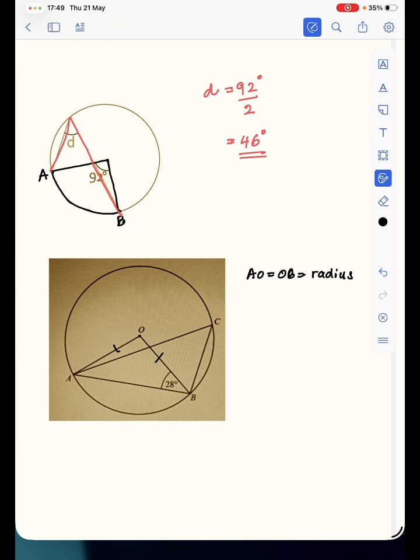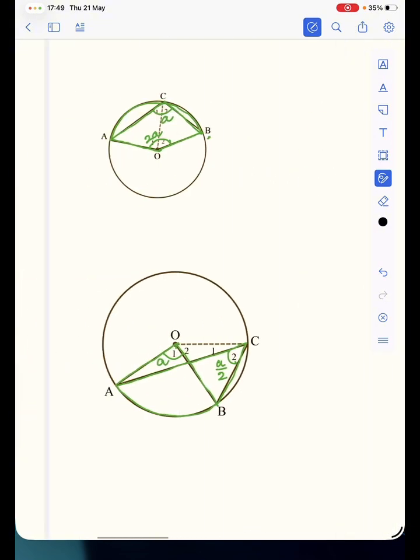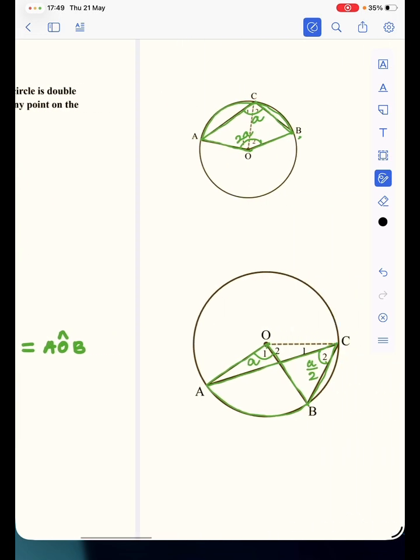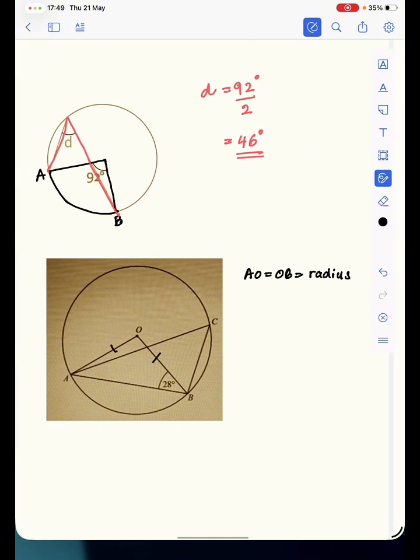If you consider the theorem we learned, what is the theorem? This one. I'm showing you again because I'm using two separate videos for this one. The angle subtended by an arc at the center of the circle is double the size of the angle subtended by the same arc at any point on the circumference of the circle. This is the very basic idea we discussed in the previous video. So based on that, if this is alpha, this should be 2 alpha, right? Based on that theorem.